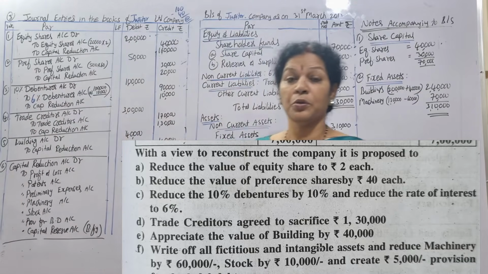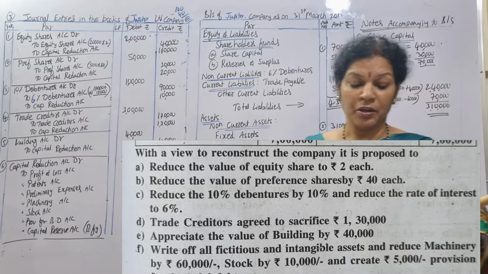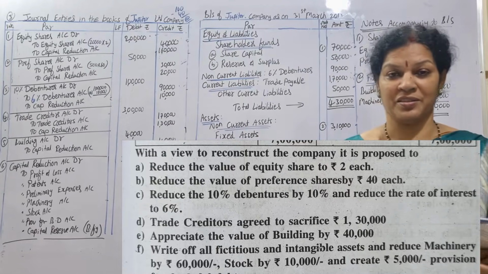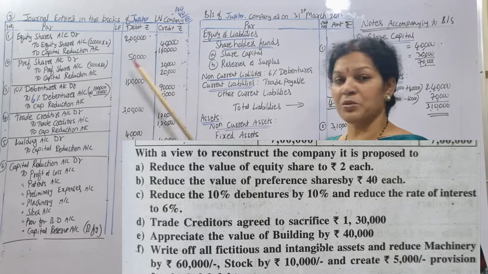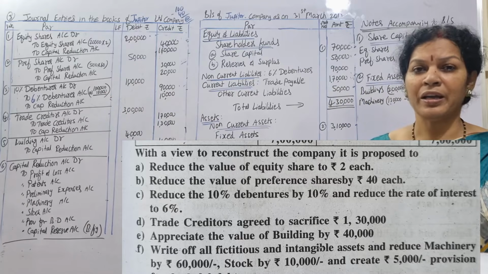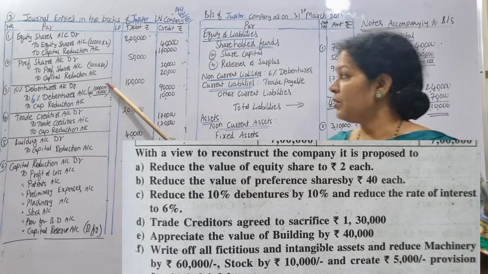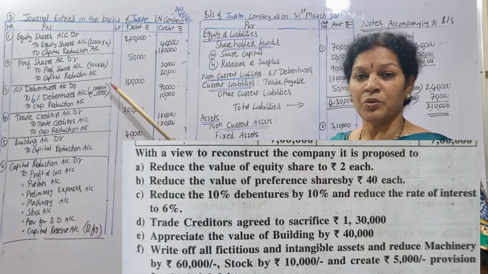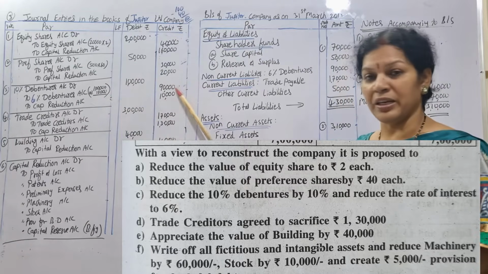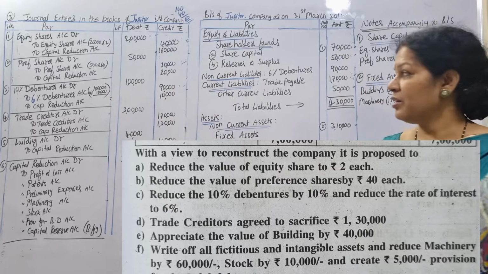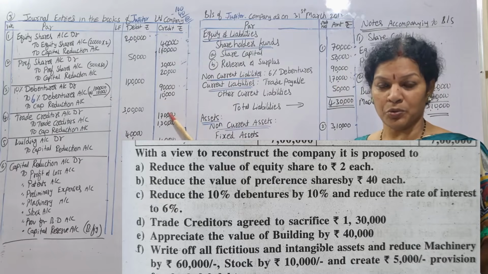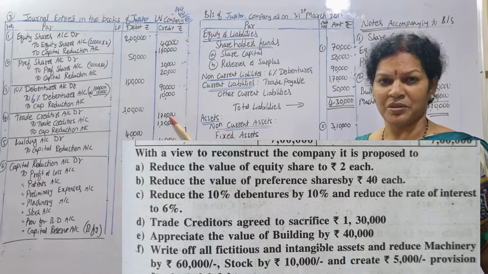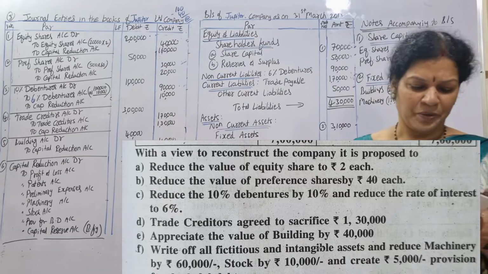6% debentures account to reduction account. But how much we wanted to reduce? 10%. Original value is 1 lakh. 1 lakh minus 10%. 10% comes to 10,000. So 1 lakh minus 10,000 comes to 90,000 we have written. Now the difference, 10,000, goes to capital reduction account. Clear. Next one.